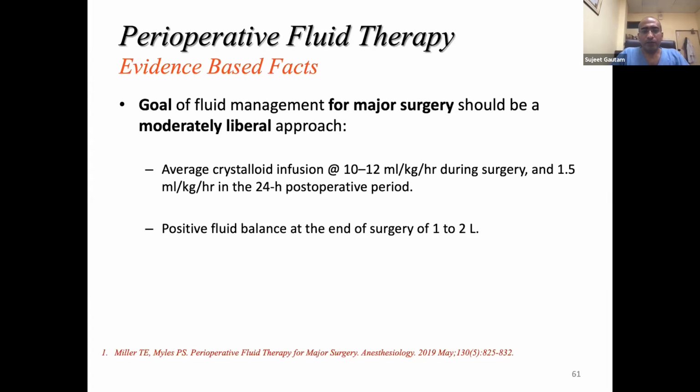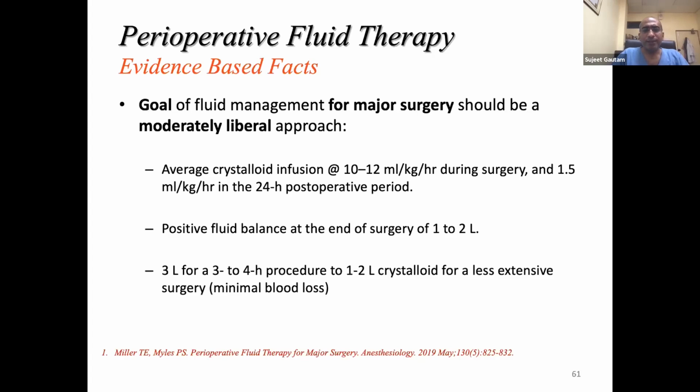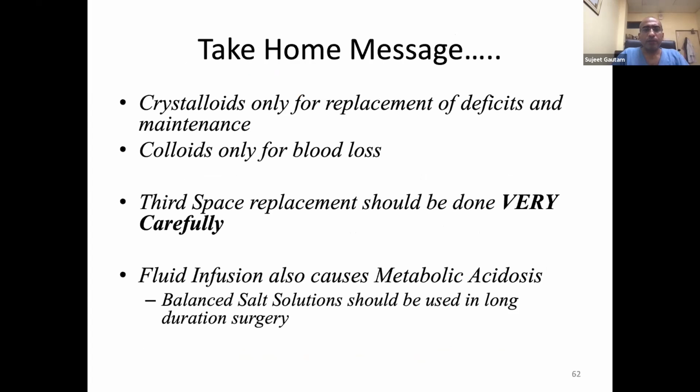Then at the end of surgery, positive fluid balance to the tune of 1 to 2 liters. One should avoid more than this. For example, 3 liters for a 3 to 4 hour procedure, to 1 to 2 liter crystalloid for a less extensive surgery with minimal blood loss. So to conclude, crystalloids only for replacement of deficits and maintenance, colloids only for blood loss. Third space replacement should be done very carefully. Fluid infusion also causes metabolic acidosis, and balanced salt solutions should be used in long duration surgery.